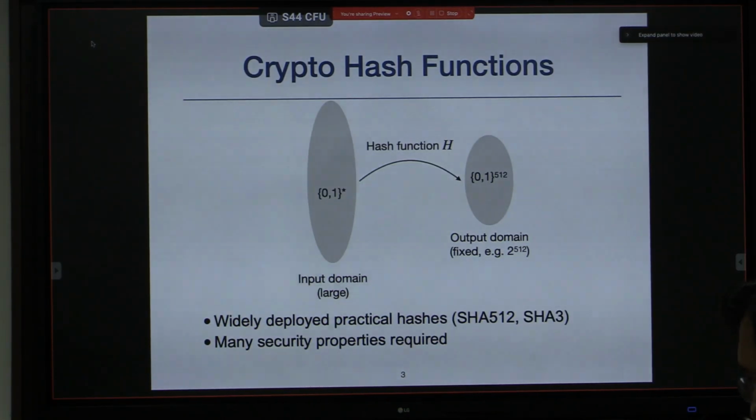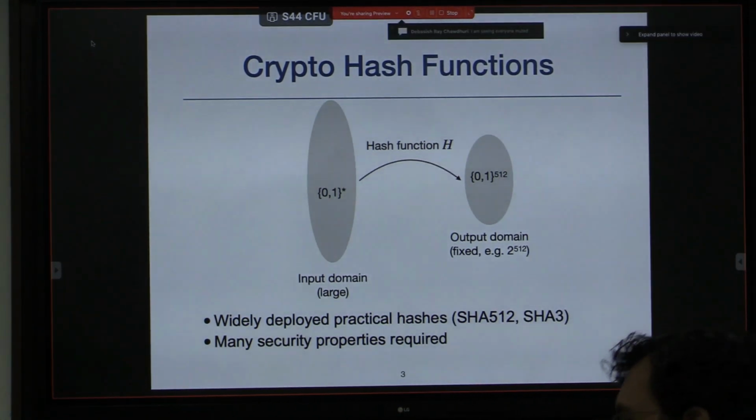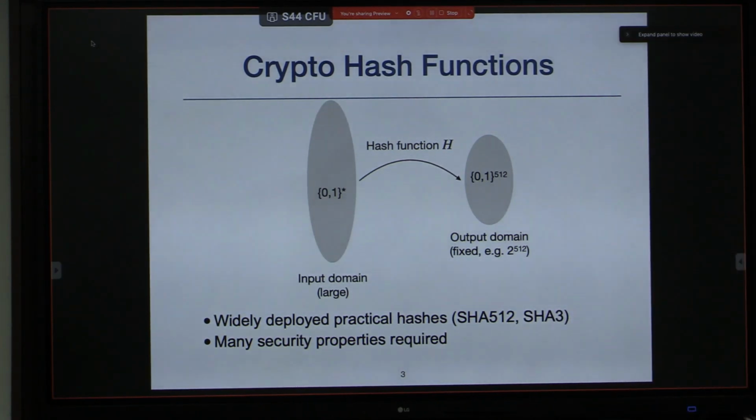So let's dive right into it. A cryptographic hash function is a function that takes input of arbitrary length and outputs strings of fixed length. So this input domain can be infinitely large as well. They are widely used in several security applications. And this is not the only requirement. In order to provide security, there are some other properties that are required of them.